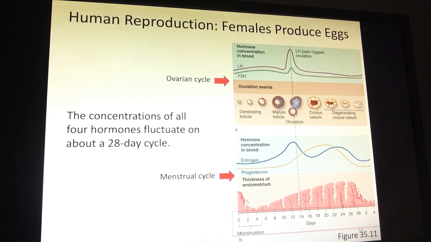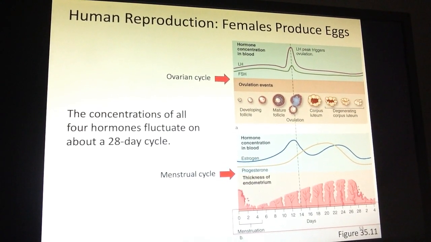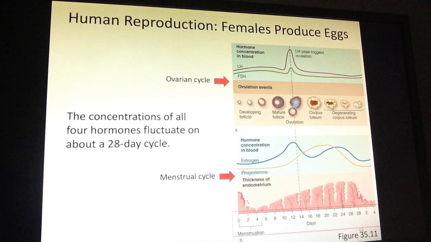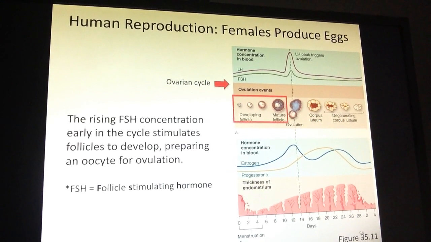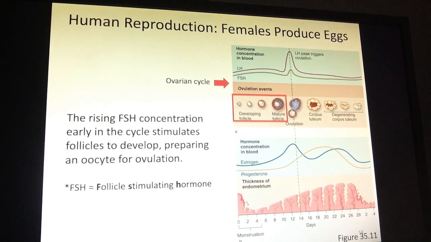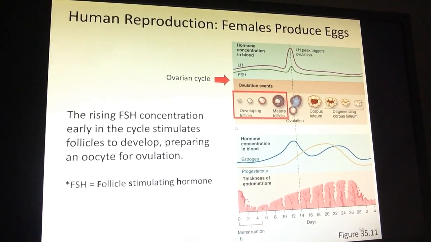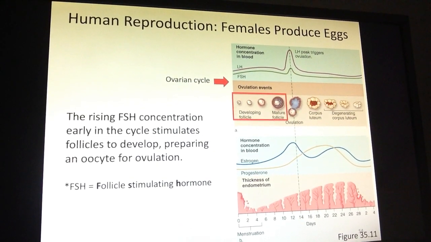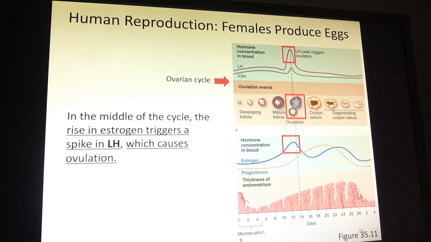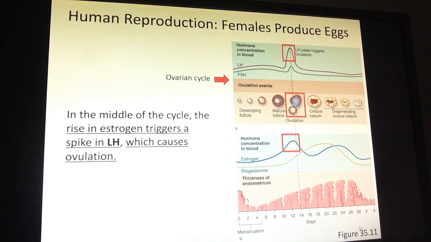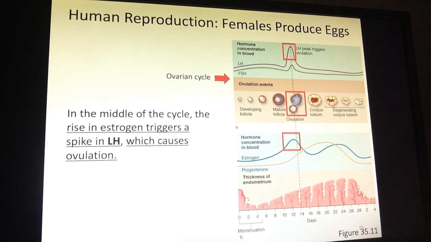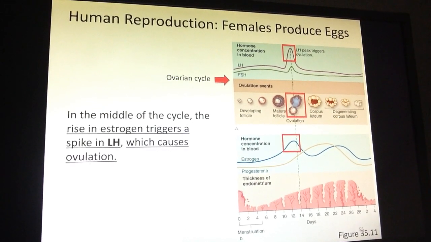All right, so about a 28-day cycle on both, in the ovaries and the menstrual cycle. This is what happens in both places. All right. Rising FSH stimulates follicle cells to divide. Rising estrogen triggers LH to be released. LH is what causes ovulation of the egg cell, the oocyte, from the ovaries.